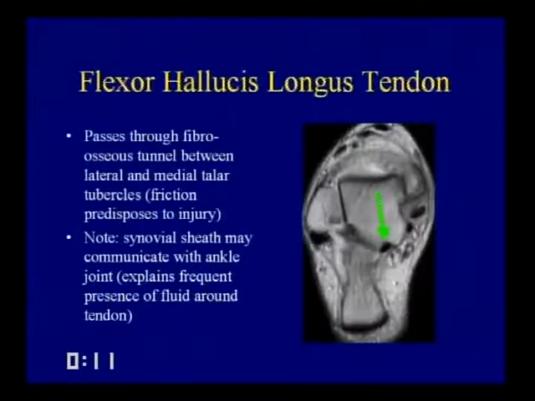The flexor hallucis longus tendon, we don't see ruptures or dysfunction of this as often. It's a tendon here that passes through a fibro-osseous tunnel between the medial and lateral posterior talar tubercles, and this is where you're going to get injury. The synovial sheath of the flexor hallucis longus tendon may communicate with the ankle joint. This explains why a lot of times you'll see a lot of fluid around that tendon.